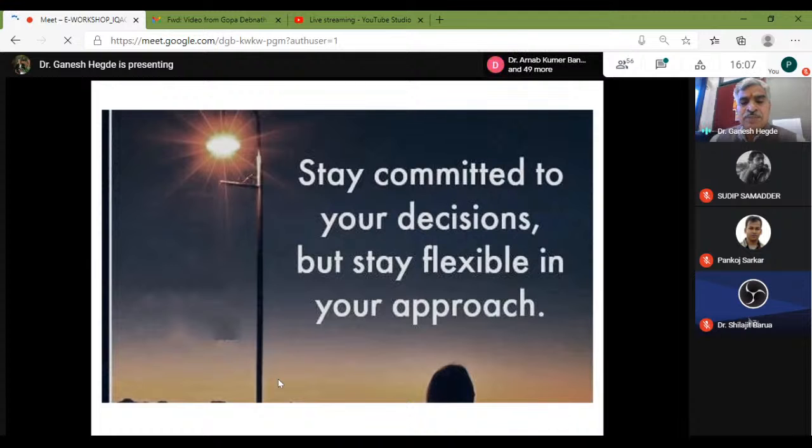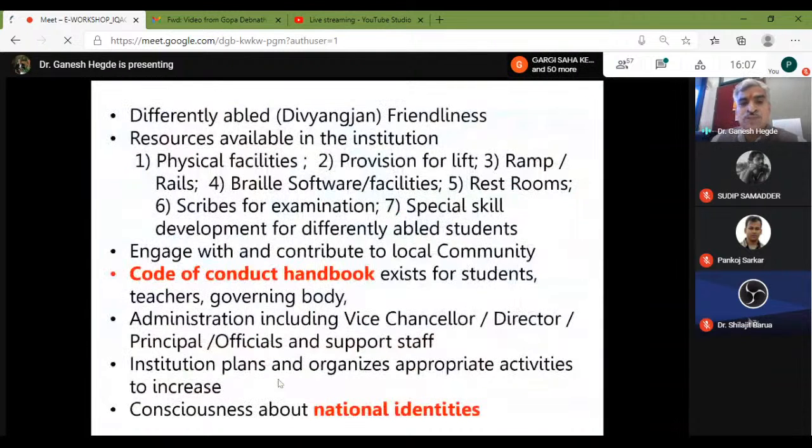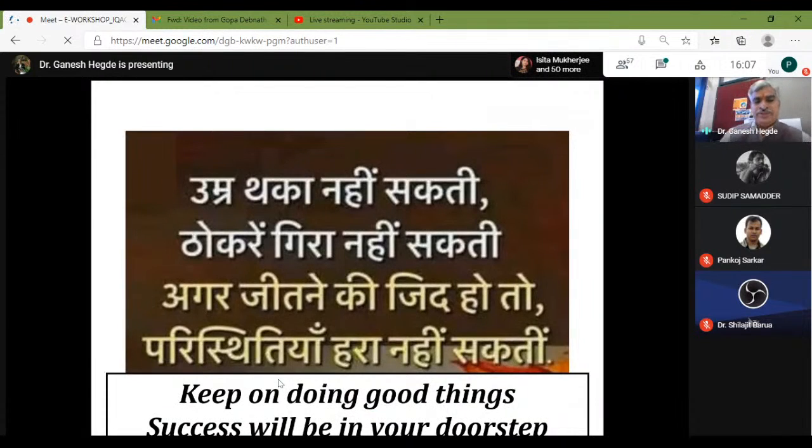When you collect data from the various stakeholders, like students, parents, and your own teachers, you need to look into the various data required, and you need to be a little flexible in your approach also. A Divyangjan-friendly campus should be there: physical facilities, provision for lift, ramp, rails, braille software, facilities, restrooms, special skills, code of conduct handbook, national identities. You need to have these.